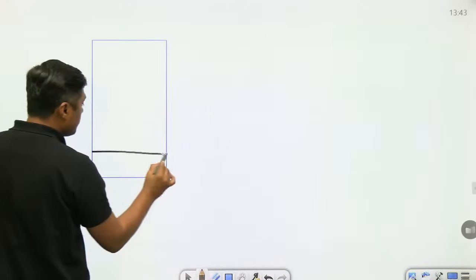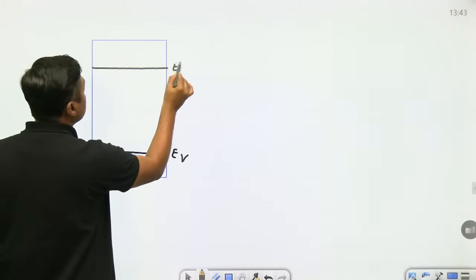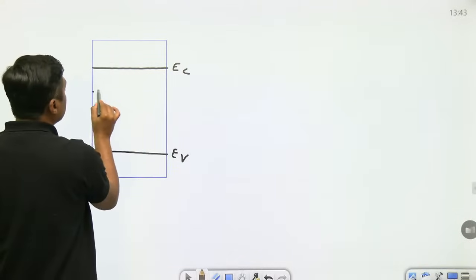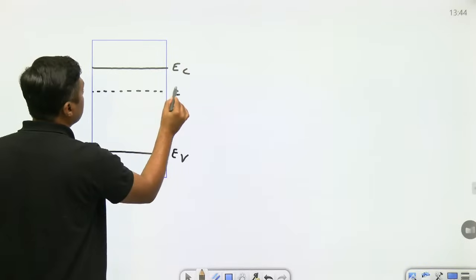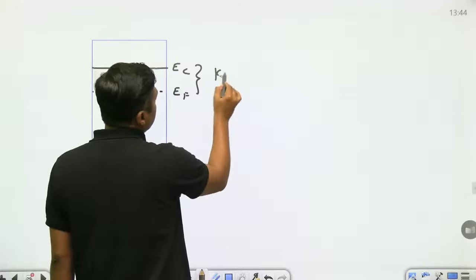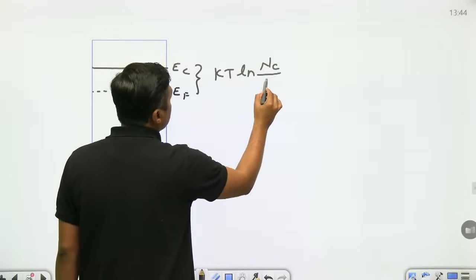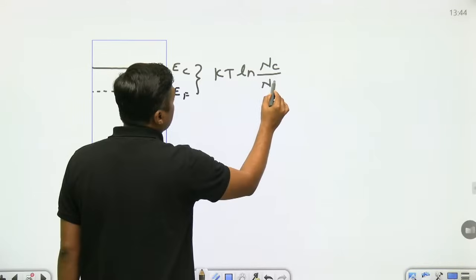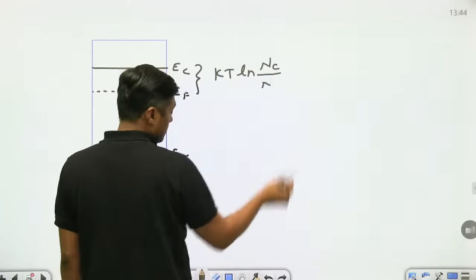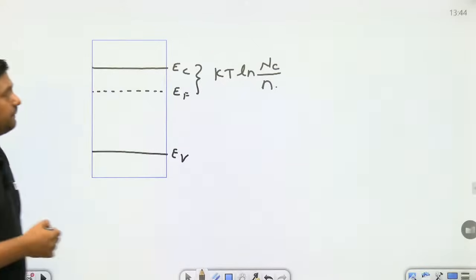This is the EV, this is EC, this is the Fermi level, EF. This gap is given by kT log of Nc by Nd, the concentration of electron. Nc by what? N. Okay.